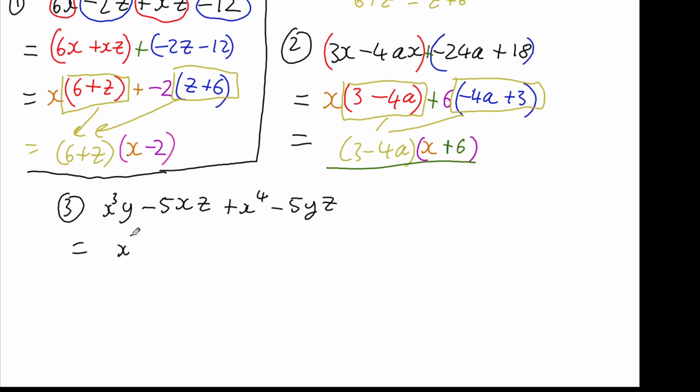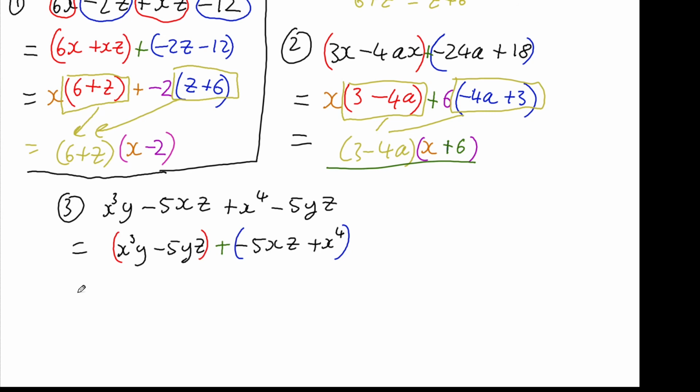So here I've got a y, so maybe I should pair it up with the y term. So I've got x cubed y minus 5yz. They both share y's, so we could group them. And here, these two both share x's, so I can have minus 5xz plus x to the power of 4. So let's group these and see what we end up with. So I've got that grouping, and I've got this grouping, and I've got to keep a plus in the middle.